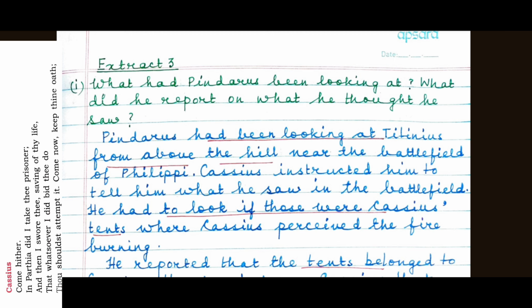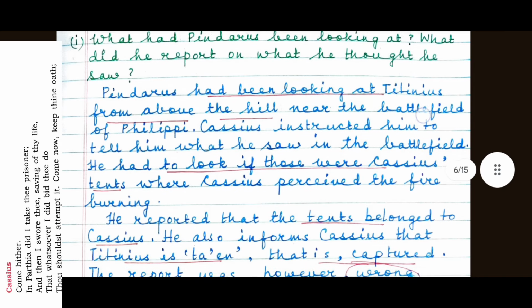ऊपर से वो देख रहा था नीचे. Cassius instructed him to tell him what he saw in the battlefield. He had to look if those were Cassius's tents where Cassius perceived the fire burning. So Titinius को देखना था, battlefield में क्या हो रहा है वो देखना था, और tents वहां पे जो नीचे टेंट्स है वो देखो, वो टेंट्स किसका है. And Cassius had perceived the fire burning.